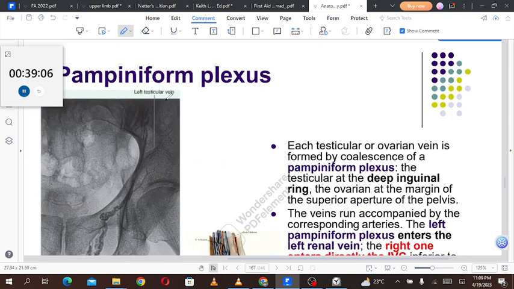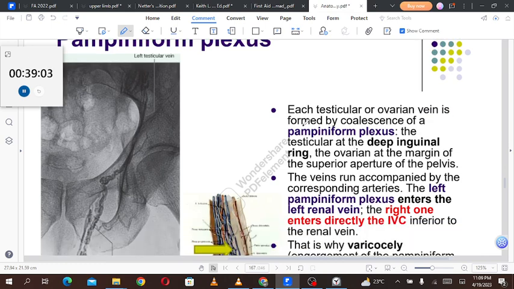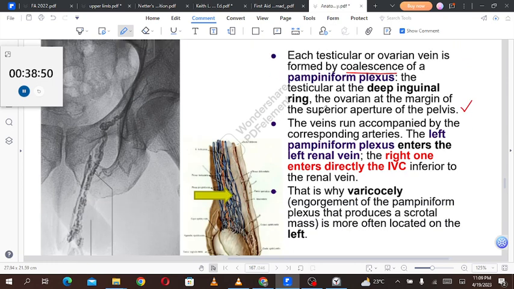Moving to the pampiniform plexus, each testicular or ovarian vein is formed by the coalescence of the pampiniform plexus. The testicular vein is formed at the deep inguinal ring, while the ovarian vein is formed at the margin of the superior aperture of the pelvis. So this is the pampiniform plexus.